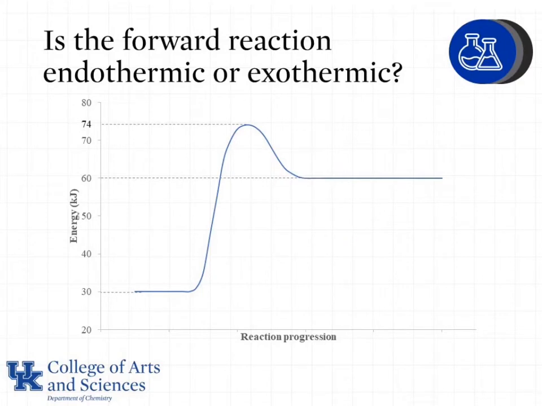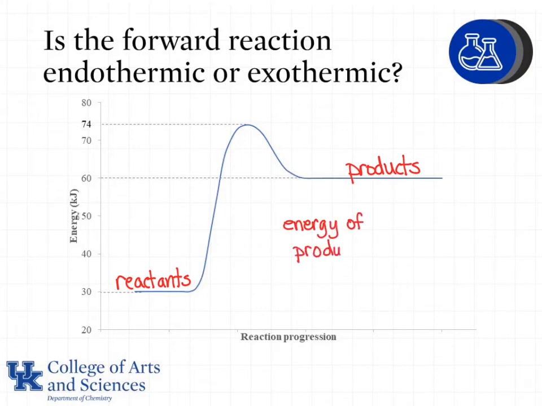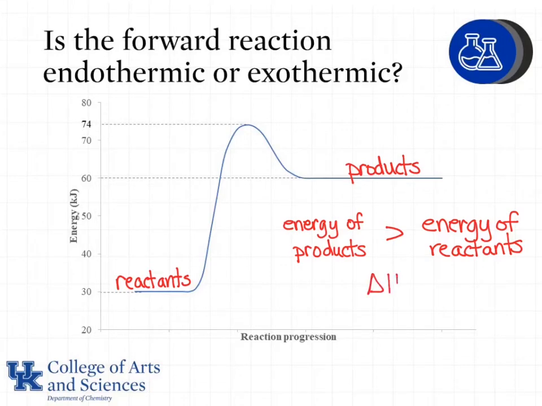Is the forward reaction endothermic or exothermic? Remember, our reactants are on the left side for the forward reaction, and our products are on the right side. Therefore, the energy of the products is greater than the energy of the reactants. As a result, the delta H value will be greater than 0, and this will be an endothermic process.